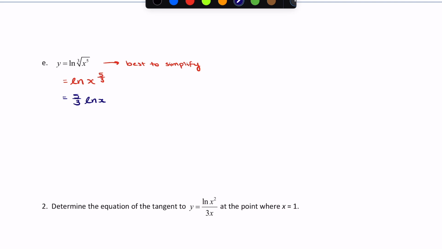So here, if we derive this, y prime is equal to 5 over 3, and the derivative of ln x, which is just 1 over x. So we can rewrite this as 5 over 3x. So remember, again, log laws apply to natural log as well.